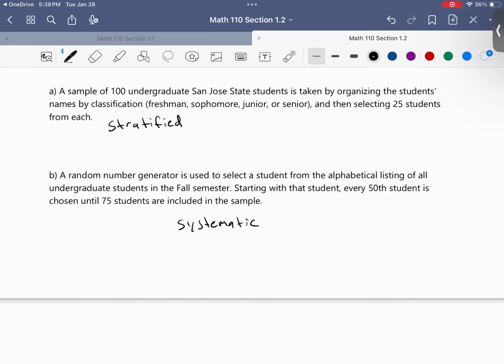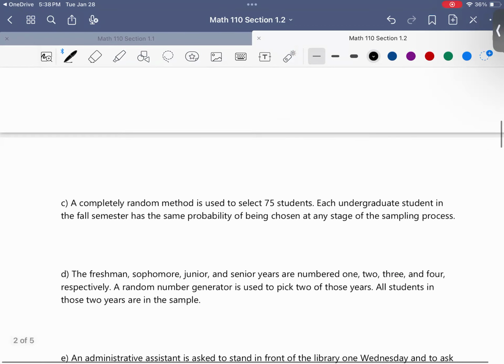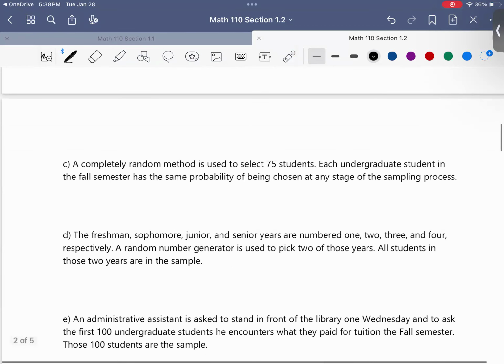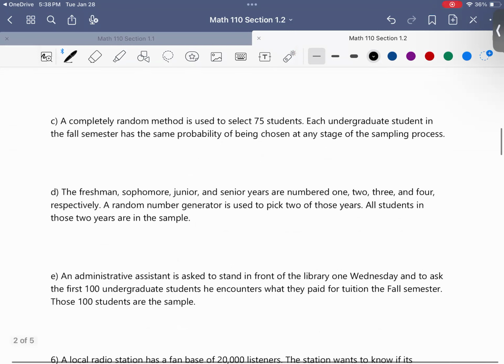Let's look at part C now. Part C says a completely random method is used to select 75 students. Each undergraduate student in the fall semester has the same probability of being chosen at any stage of the sampling process. Since every student has the same chance of being chosen, this is going to be simple random.